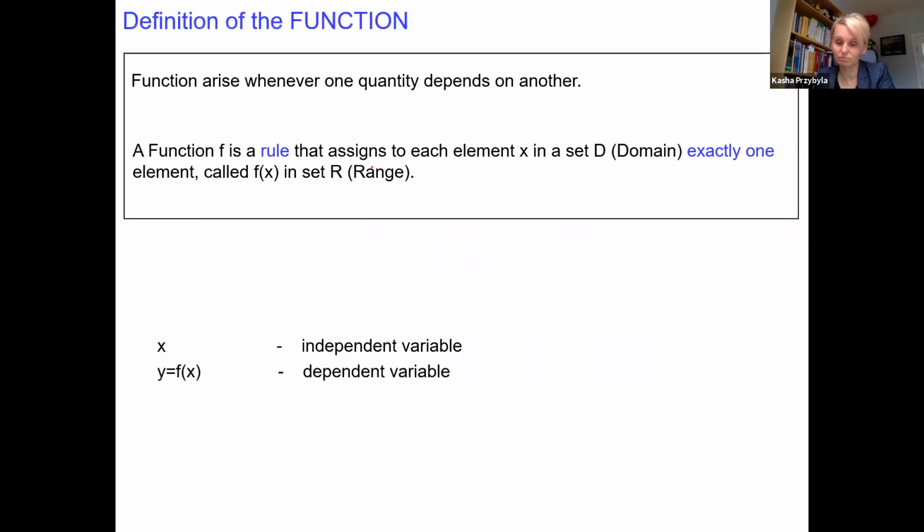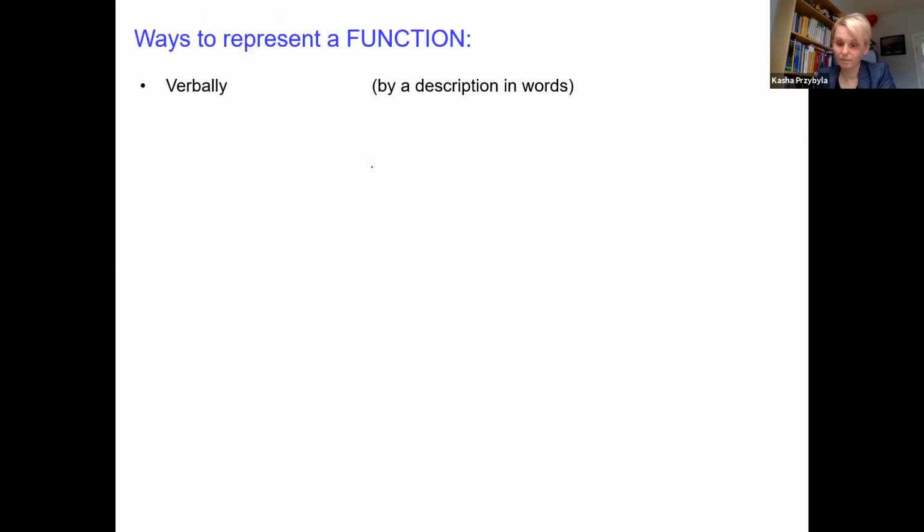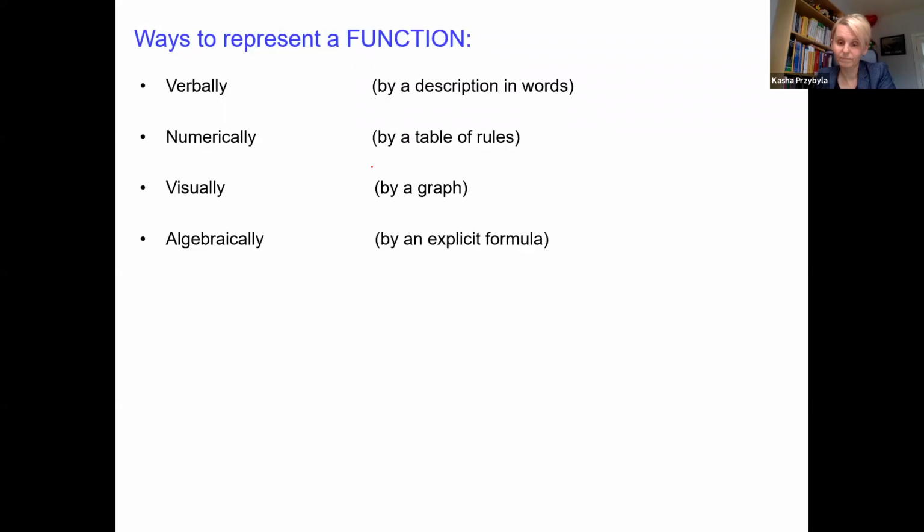And that means what we have. We do just the definition of the function. Of course, that was lesson 1. That was week 1. We know the definition of the function. Yeah. Function arises whenever one quantity depends on another. We have a few ways to define the function.